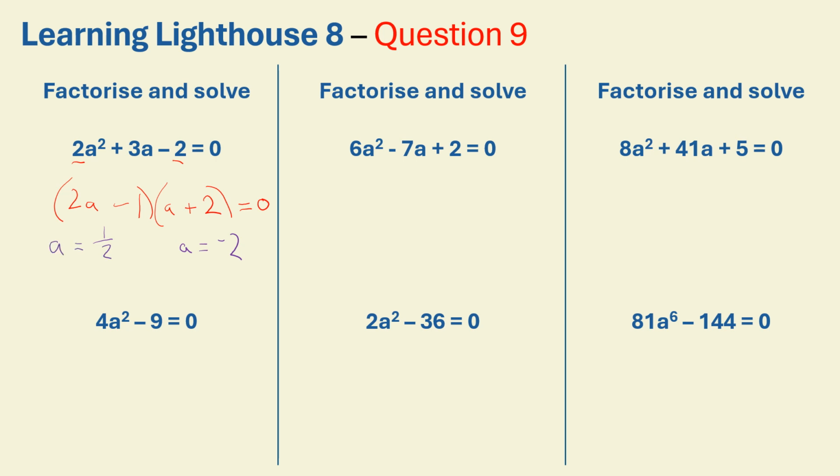Second one, we're back to our spotting. It's a difference of 2 squares. If you square root this bit, you get 2a. And if you square root the next bit, you get 3. So it's 2a plus 3, 2a minus 3, giving my solutions as being minus 3 over 2 for this bracket and positive 3 over 2 for this bracket. Try the next one.